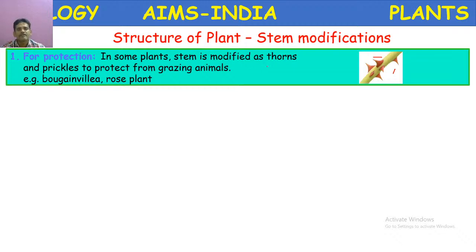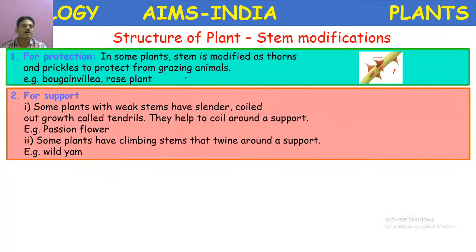In some plants, the stem is modified into thorns and prickles to protect from grazing animals, because plants also need protection as they are not moving from place to place. They develop some mechanism to protect themselves. As a result, the modifications help them to survive. So these thorns, for example bougainvillea and rose plant, are good examples of protection modification. These are the thorns, the first modification.